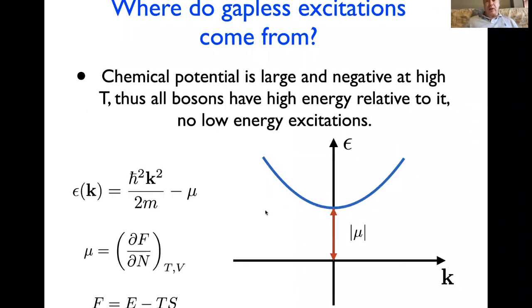Suppose we are at some high temperature. From your elementary stat-mech class, the chemical potential of such a gas of weakly interacting bosons is going to be large in magnitude and negative. This is because the chemical potential is basically the free energy per particle, and at high temperature the free energy is going to be dominated by this entropic piece, minus Ts, and so it's going to be negative. In this sense, the energy of all the bosons relative to the chemical potential is going to be high at high temperatures, and in this high temperature limit, there are going to be no low energy excitations in this system.